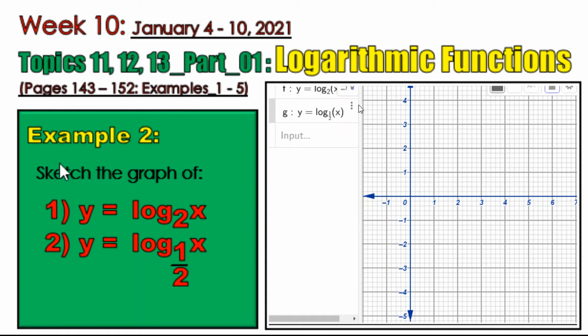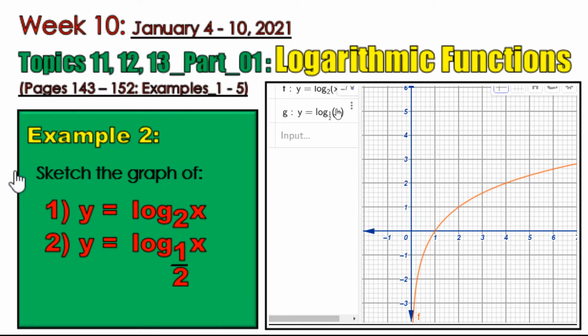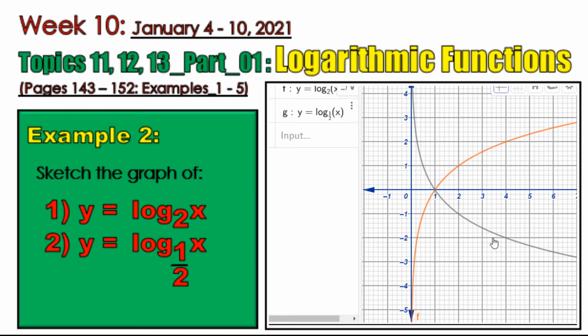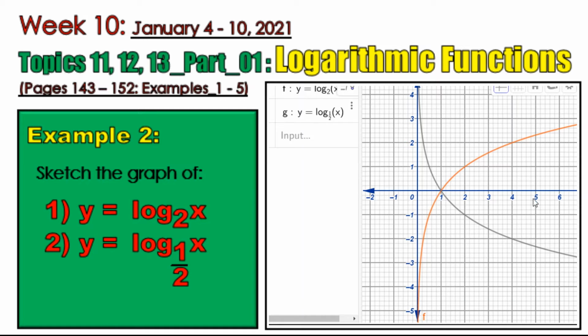Let us proceed to example number 2. We'll be sketching the graph of these two logarithmic functions, and we will be discussing later the properties of these two logarithmic functions. For the first function, we have y is equal to logarithm of x to the base 2. We have already sketched the graph of this function in example number 1. So this is the graph. And for the second logarithmic function, we have logarithm of x to the base 1/2. So this is the graph.